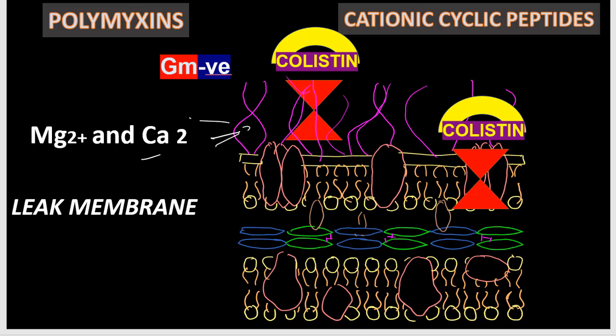Now the fatty acyl chain is inserted into the hydrophobic area of the bacterial cell membrane, and this destabilizes the outer membrane. Then they cross the membrane and reach the inner membrane, and this destabilizes the inner membrane and causes leakage of the cell contents. Thus the bacterial cell loses the proton gradient, leading to cell lysis and death. So this is the mechanism of colistin and polymyxin.